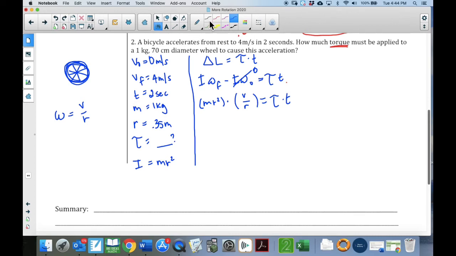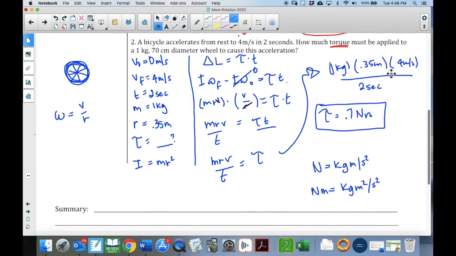And so when we do that, if you wanted to simplify it, you don't have to do this step, but if you wanted to simplify it, this radius and one of these radii will cancel. And so on the left-hand side, we're just left with mrv is equal to torque times time. We are solving for torque, so we could take it one more step if you wanted to and divide by t. And now you're ready to plug in your numbers. So do that. Plug your numbers in, work this out on your calculator, and see what you get.